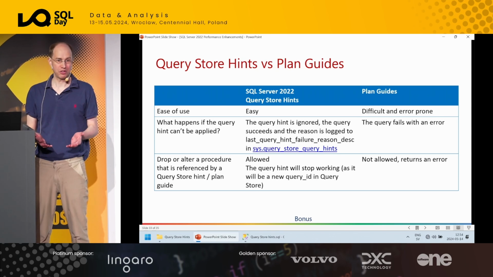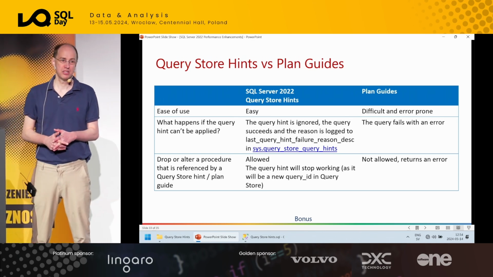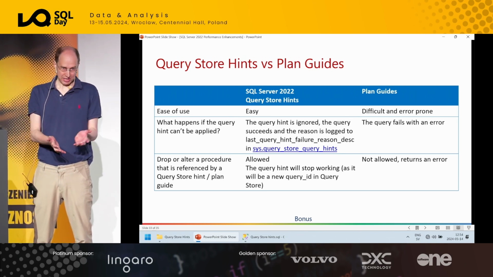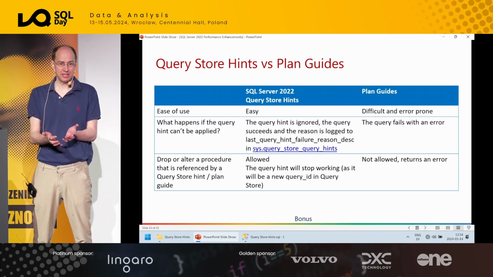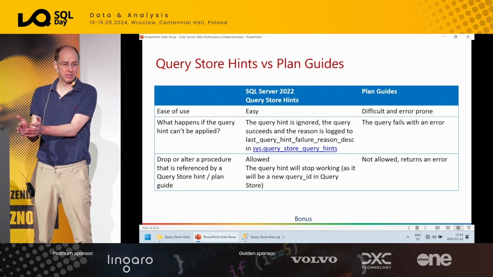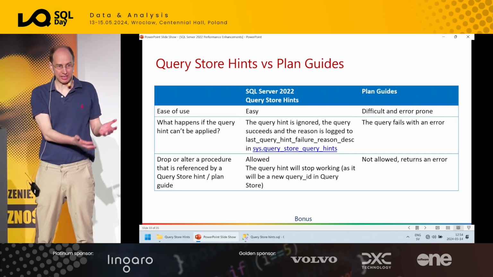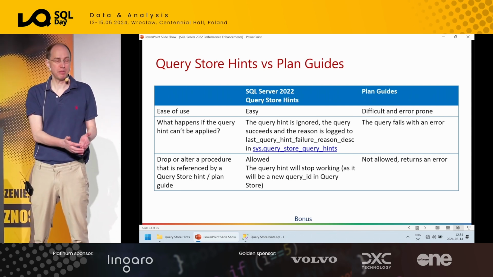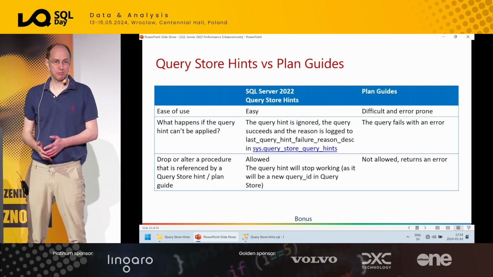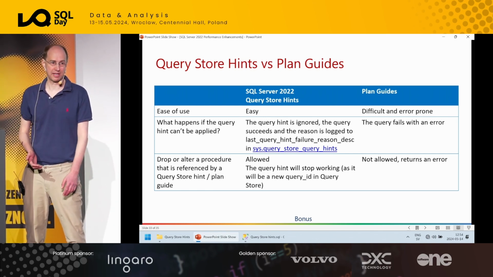Now, with Query Store, nothing will fail. The only thing that happens, if you change the stored procedure, is that you will get a new query ID, and of course you had a hint on the old one, and that's not being executed anymore. And then the new query will not have any hints. Then you have to create a hint for the new query, but nothing will fail. So it's a much easier to use feature and much more robust than the old plan guides.